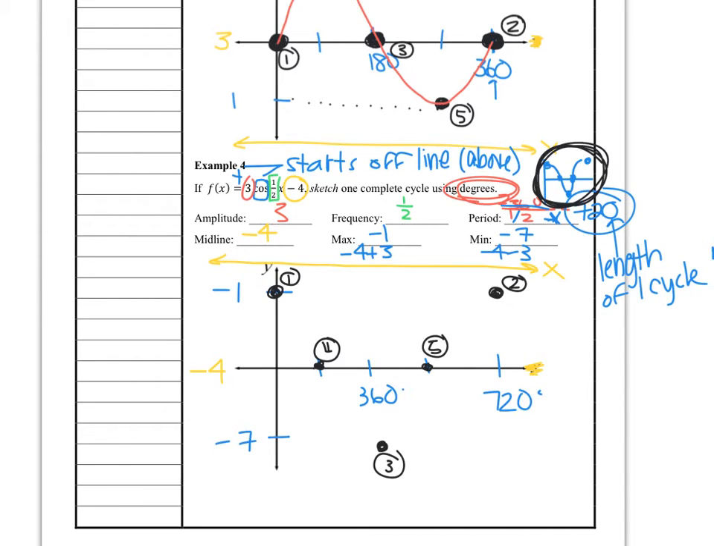And then when I'm ready to connect, I'm not going to make a V shape. That's not okay. We need to make it curvy. Curve in, curve out. And now you've just properly sketched a cosine curve. We've got 2 more examples together, and then there's 2 more guided practice if you feel like you need it.